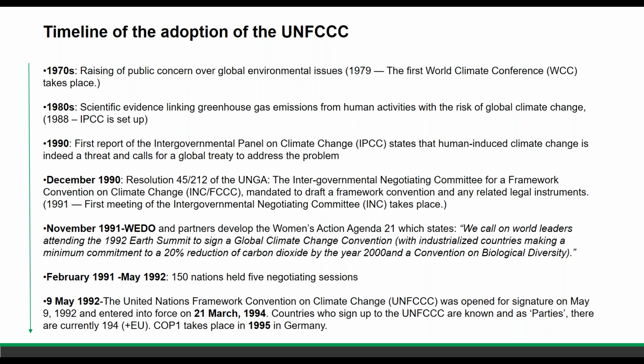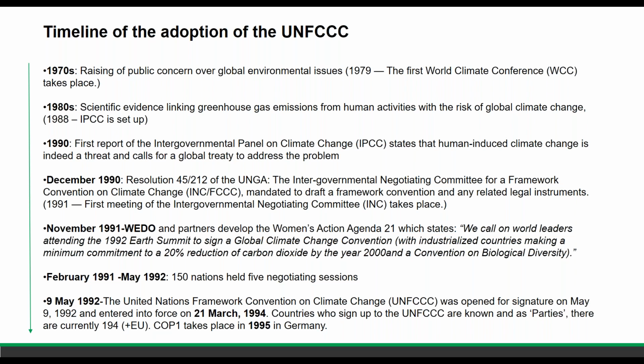The timeline of adoption of the UNFCCC comes from a number of years of growing public concern over environmental issues, with the first World Climate Conference taking place in 1979, and really a huge effort to link this scientific evidence throughout the 80s, including with the setup of the Intergovernmental Panel on Climate Change in 1988, and then their first report, which stated that human-induced climate change is indeed a threat, and actually called for the global treaty to address the problem.